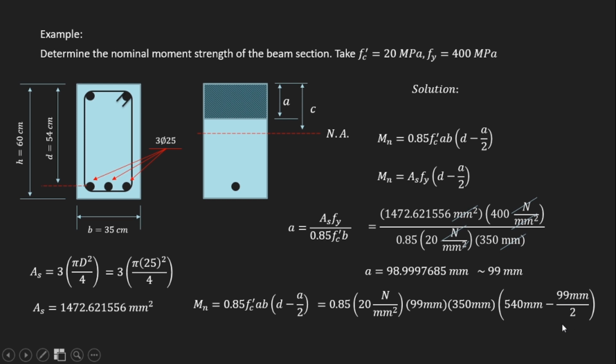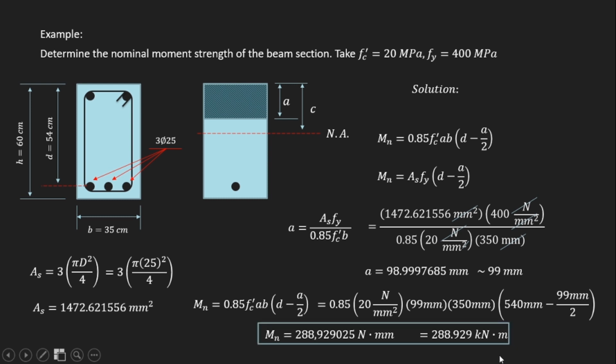So, pwede nyo guys ulit i-pause yung video and i-calculate. And that is equal to 288,929,025 Newton millimeters. And i-convert natin sa kilonewton meter, so mag-divide tayo ng 1 million. So, yung Mn now is 288.929 kilonewton meter. And this is the answer for this example problem.